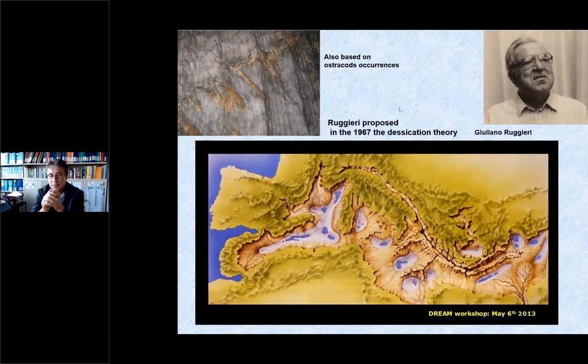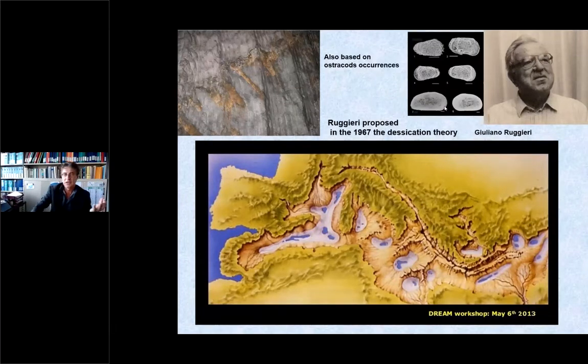Giuliano Ruggieri proposed for the first time the theory of desiccation. He proposed the theory in 1967 on the basis of some findings of, for instance, ostracodes, some particular species typical of hypohaline conditions that came from the Paratethys area.